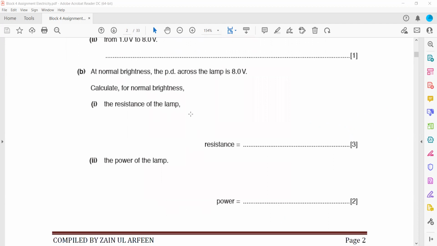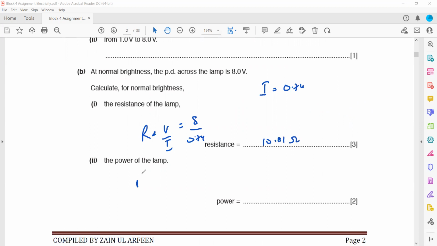Then we need the power. Power is the product of voltage and current. So we already worked out the current was 0.74. Resistance was voltage divided by current, so it was 8 divided by 0.74, we got 10.81.